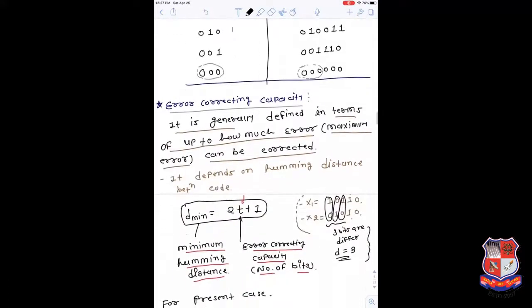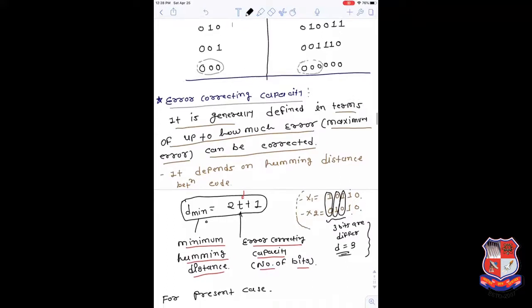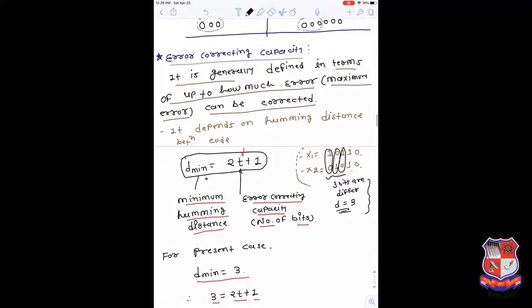Then we discussed the error correcting capacity. Error correcting capacity is defined in terms of how many errors this code is able to detect or correct. That can be defined by d minimum, which is the minimum Hamming distance between 2 code words, equal to 2t plus 1. t defines the error correcting capability in terms of number of bits. So t is the number of bit errors this error correcting code is able to correct.